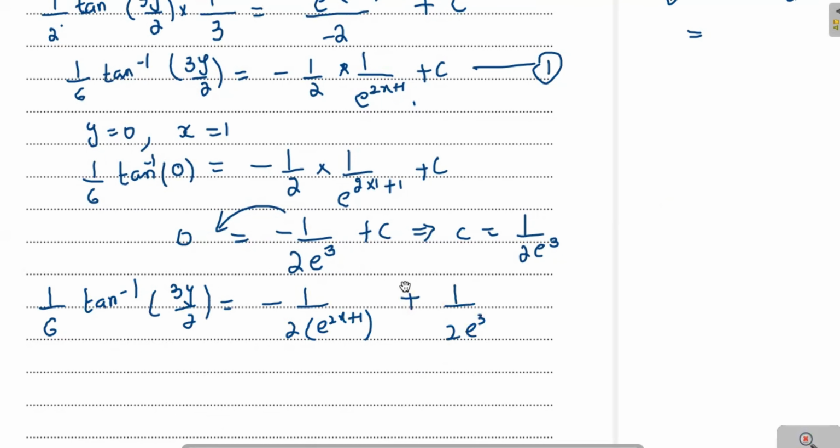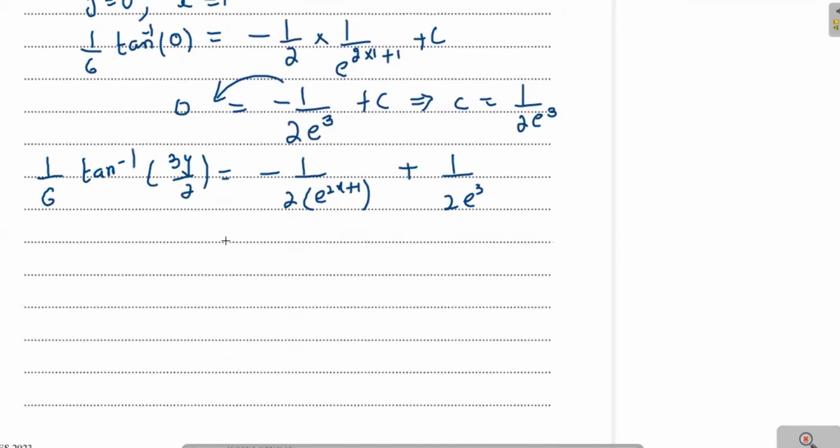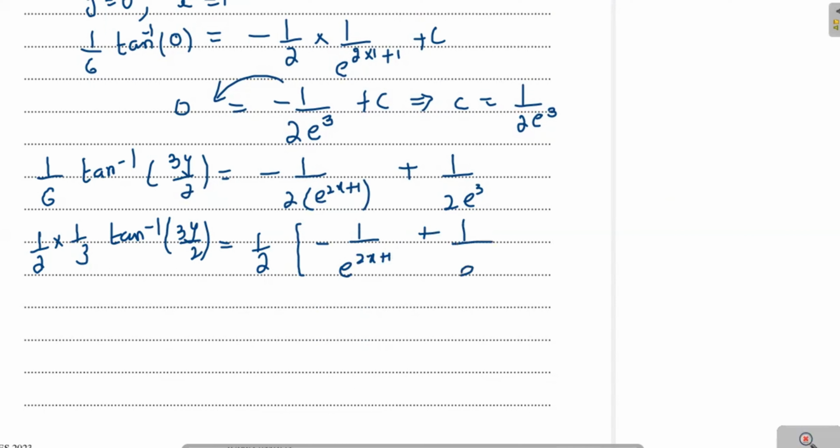Now we take the common 1/2 on both sides. We can write it as 1/2 into 1/3 tan inverse 3y/2 and 1 minus 1 over e power 2x plus 1 plus 1 over e power 3. The 1/2 will be cancelled, and this is the differential equation we get.